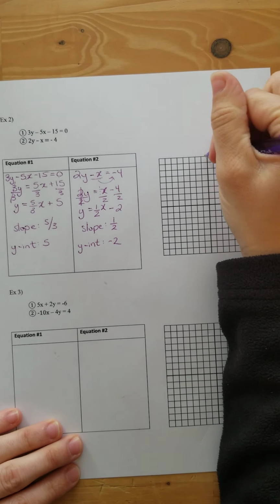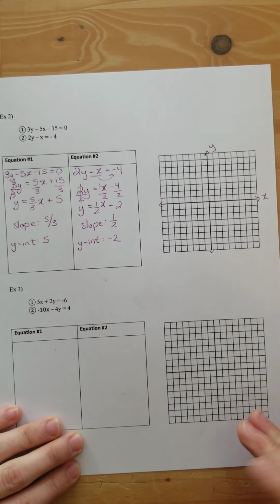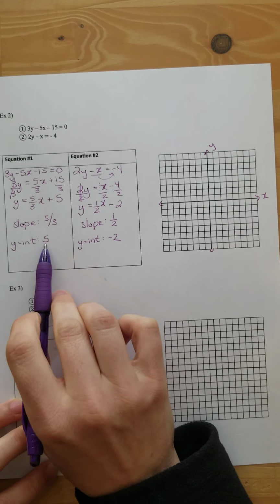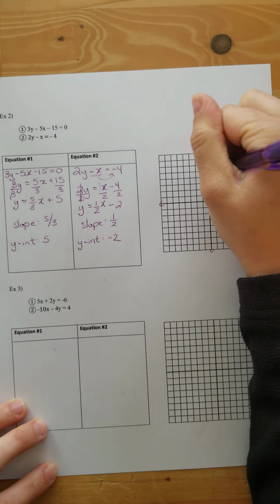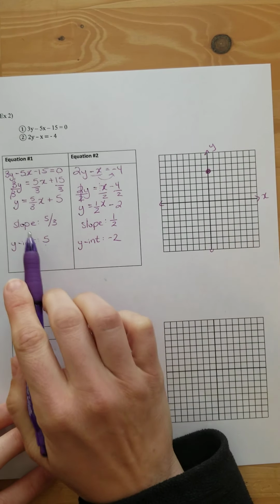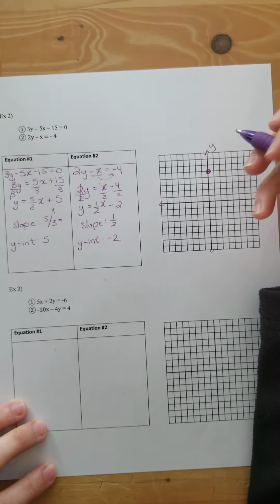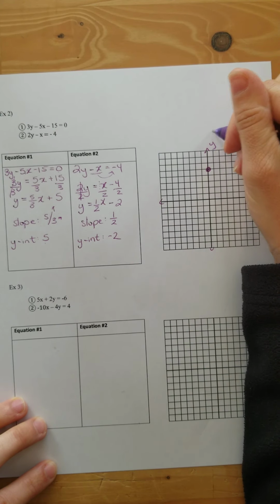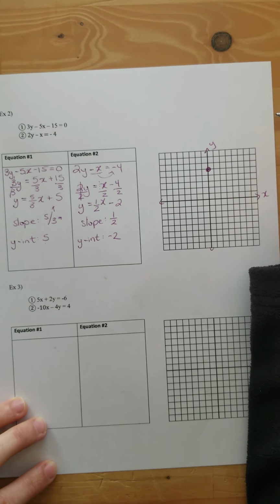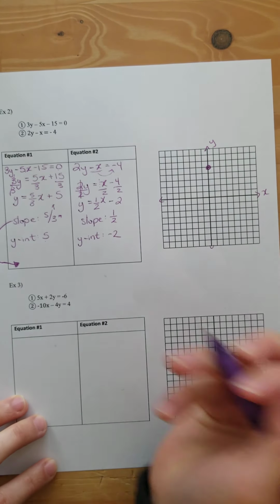Okay. So here's my y-axis. Here is my x-axis. If I'm doing line number 1 first, I start at the y-intercept of 5. 1, 2, 3, 4, 5. And then my slope is positive on top, positive on the bottom. So that means we go up 5 over 3. Uh-oh. If I go 1, 2, 3, 4, 5, and then over 3, I'm off the grid, right? So this is where we have to think a little bit.